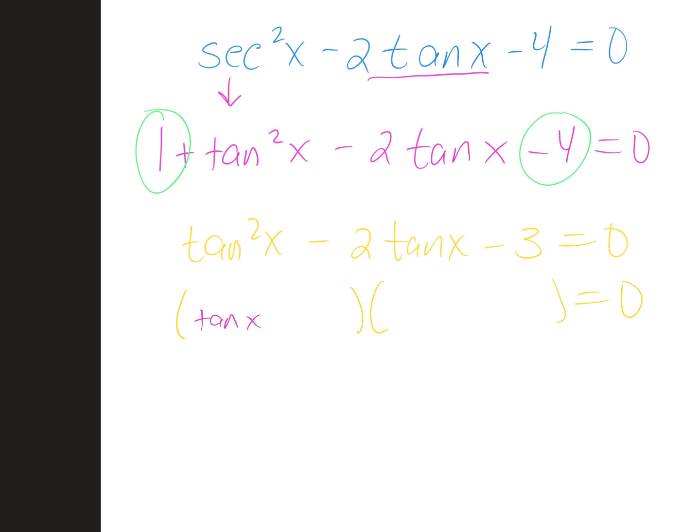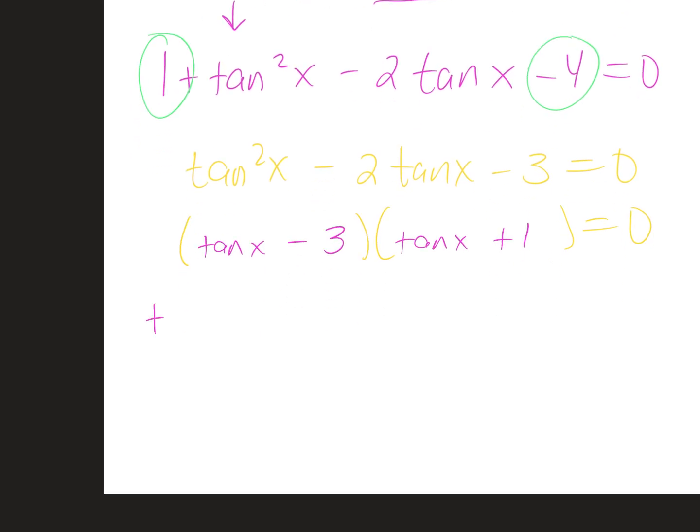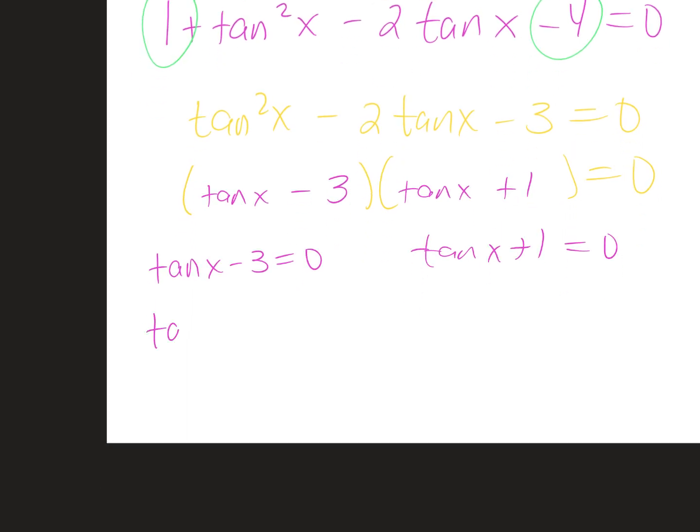Tan. Good. What are the factors of negative 3 that multiply to give me negative 3, but add to give me negative 2? Minus 3 plus 1. Good. My A term is 1, so I don't have to divide anything. So what do I do with those two parentheses? Set them equal to 0. Great. Perfect. So here I have tangent x equals 3, and here I have tangent x equals -1. Agreed? Okay. What is tangent?